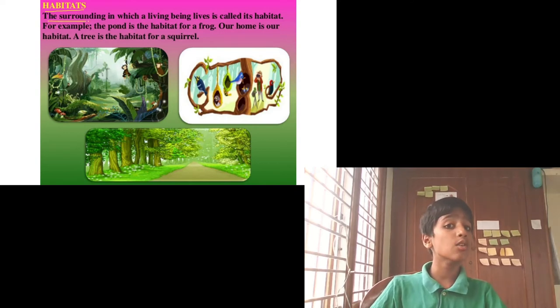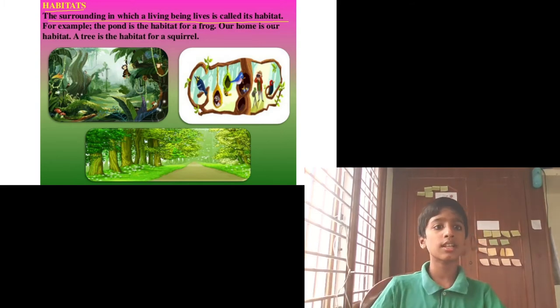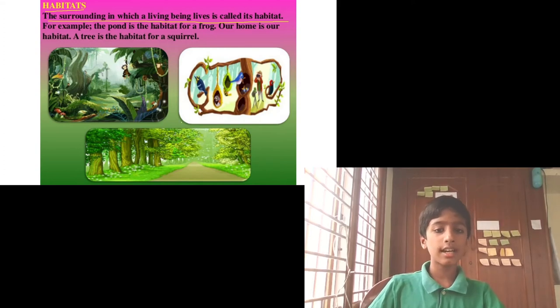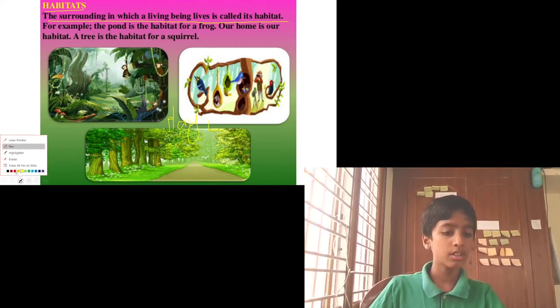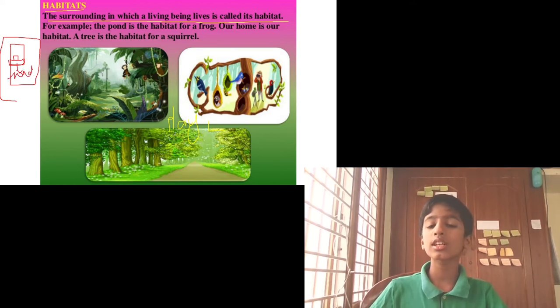Now what is a habitat? The surrounding in which living beings live is known as habitat. So this is a habitat. My father and mother live here, and there are other homes near my home, with so many people. In Kerala, there are so many places to play in front of our home, but here it is not like that. Let me show you. If this is the home and this is the door, there is only this much space, and after that, directly in front, it is road, so there is no place to play.